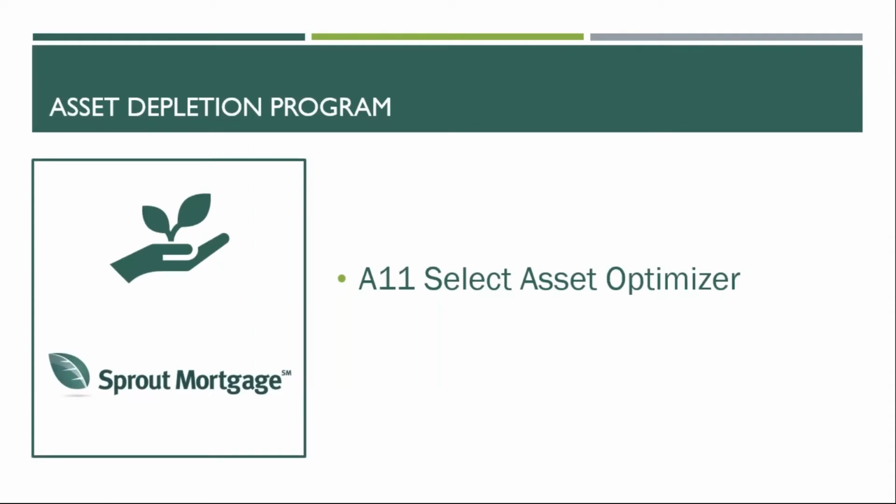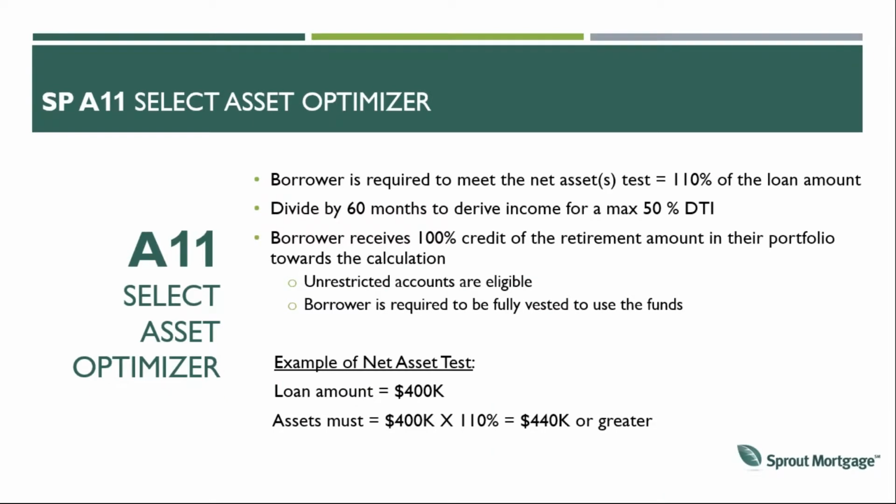Another popular product is our A11 asset depletion program. With this program, the borrower is required to meet our net assets test. What this means is that the borrower's assets must meet or exceed 110% of the loan amount, and we're then going to divide that figure by 60 months. We are going to allow a 50% max DTI on this product, and the calculation is based on 100% of the vested balance of your borrower's portfolio.